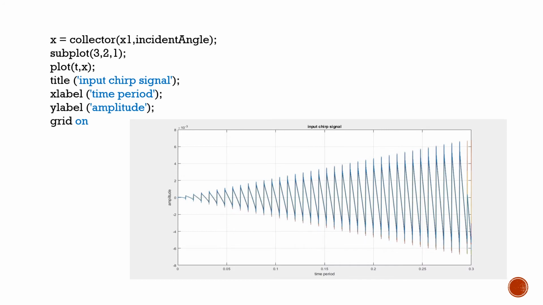Now we can plot the received data, that is the collected data, with respect to the incident angle, that is minus 50 to 30 degrees. We plot this data with respect to the time domain, and this is the input that we obtained.